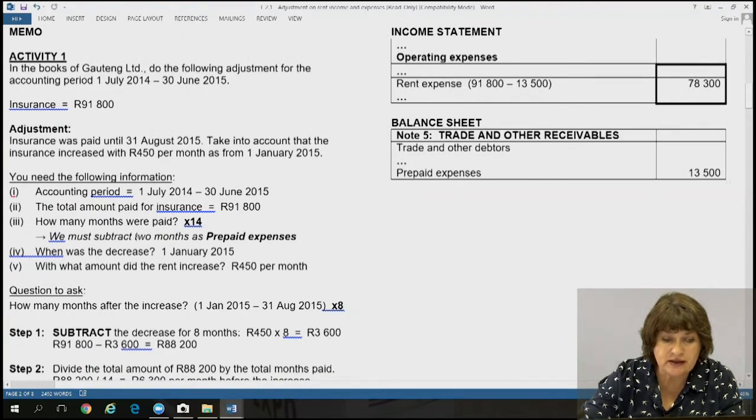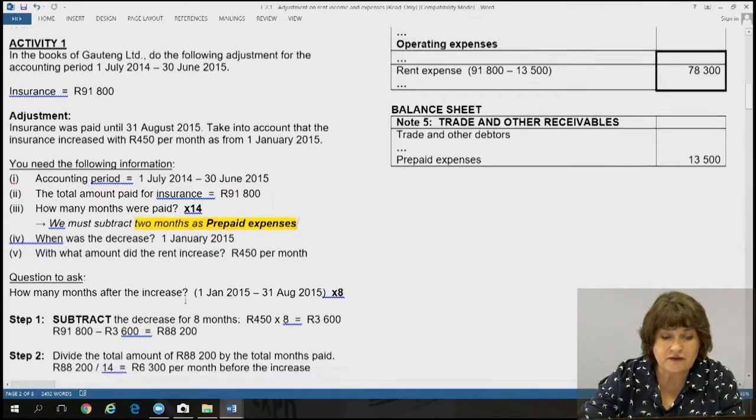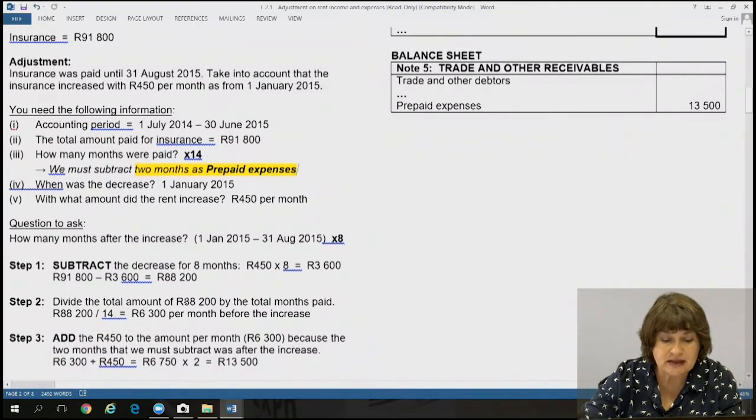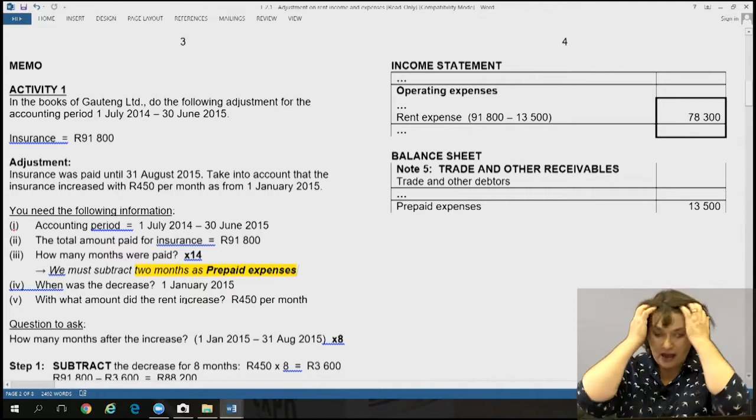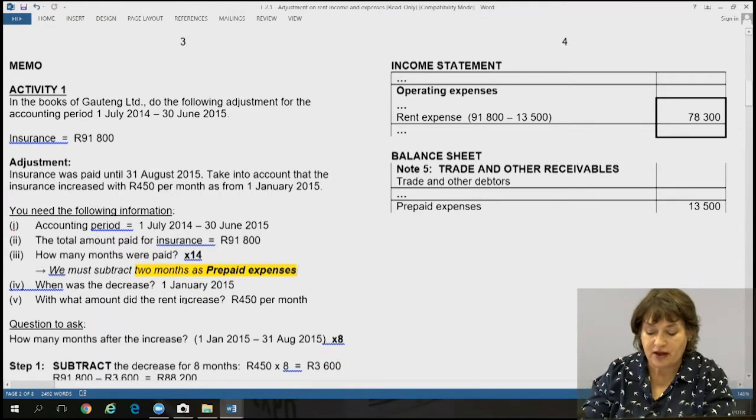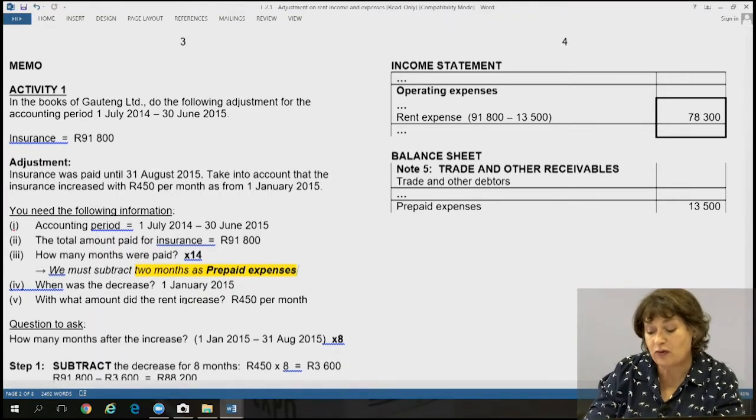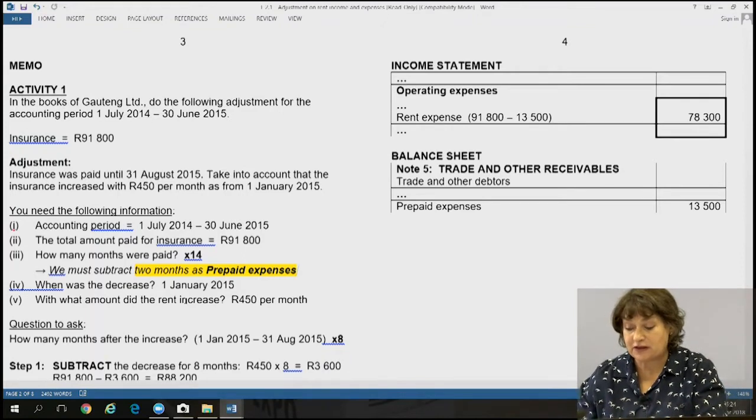Remember, if it's 14 months, then 2 months was prepaid. Then I first subtract the 8 months, then I divide it by 14, then I add back, and I times it by 2, and there is your income statement and your balance sheet. Okay, that is the easy one, the one that they ask most of the time.